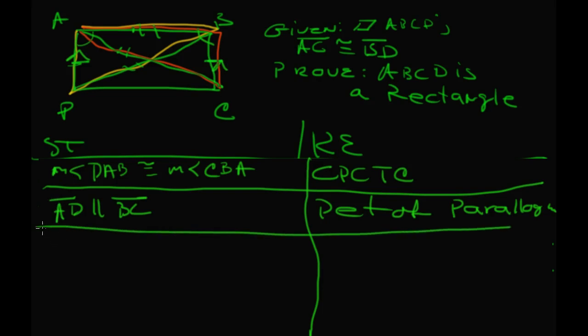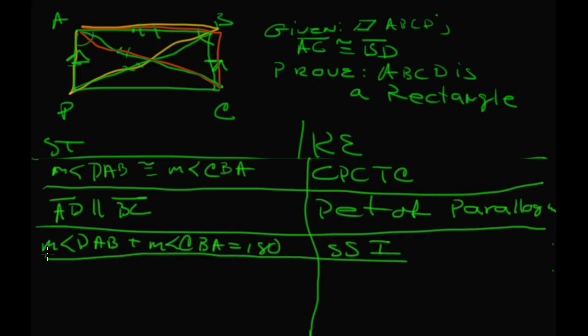That means that those two angles are supplementary. The measure of angle DAB plus the measure of angle CBA has to equal 180. That's the same side interior angles theorem.